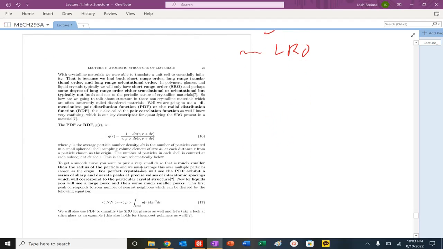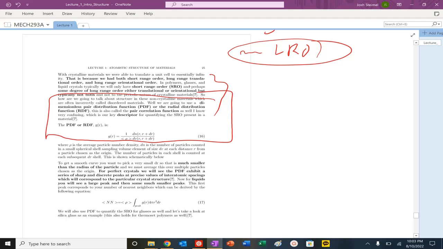Now, this makes it quite difficult to characterize, or actually quantify, the amount of long-range order in our material. Luckily, we have a method to do that. If you look at some of my MECH293 videos, you can see how you can calculate this in Mathematica. You could calculate what's called a pair distribution function, or a radial distribution function, or pair correlation function as well.